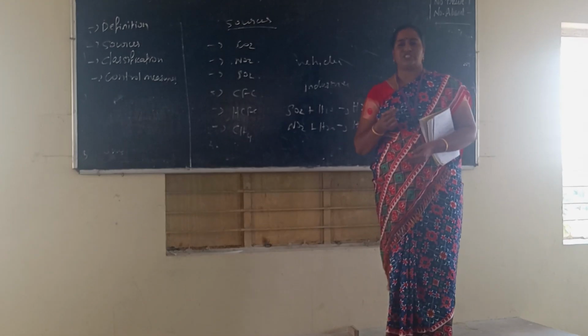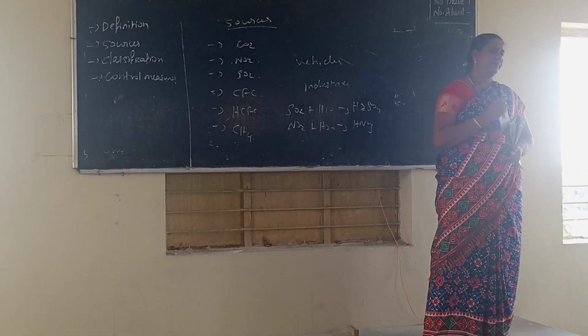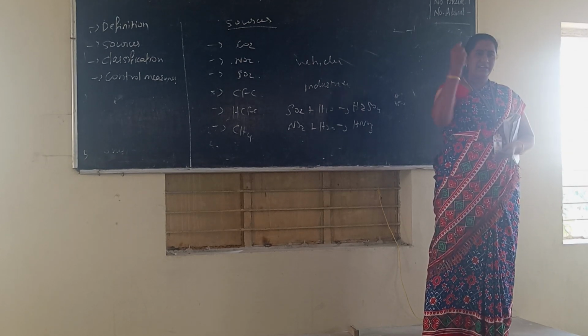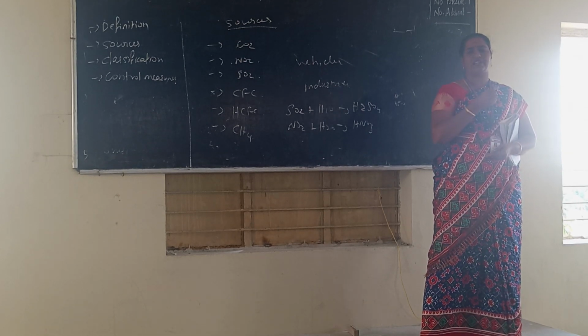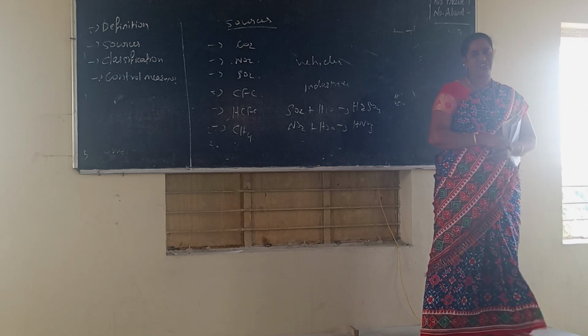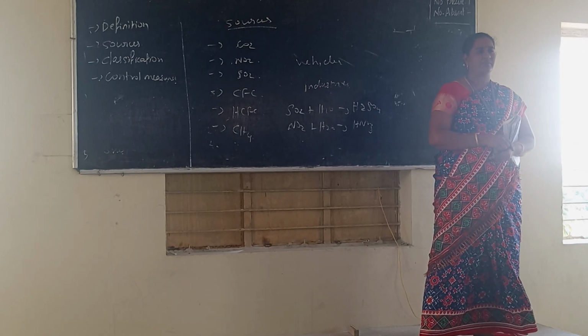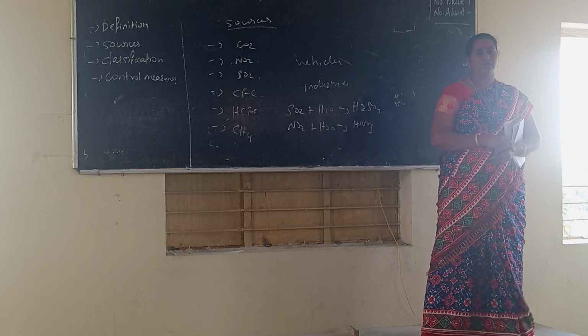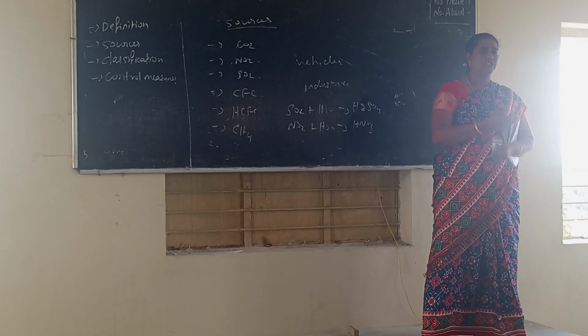What is the pH of water? It is 7. It should be diminished, meaning reduced to 6.5. That is called acid rain. What are the consequences of acid rain?